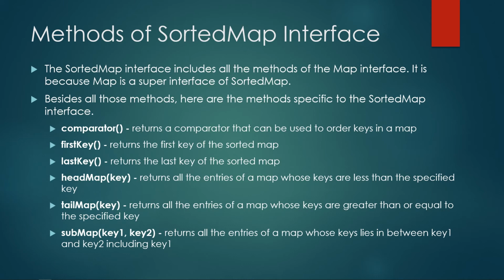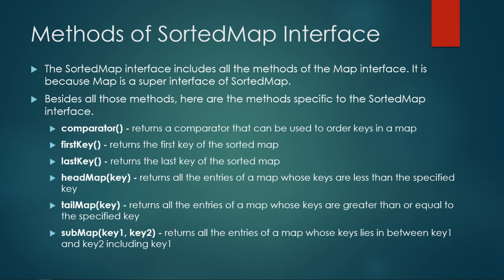Next we have the first key method. This returns the first key of the sorted map. We have the last key method. This returns the last key of the sorted map. Next we have the head map method. This returns all the entries of the map whose keys are less than the specified key.